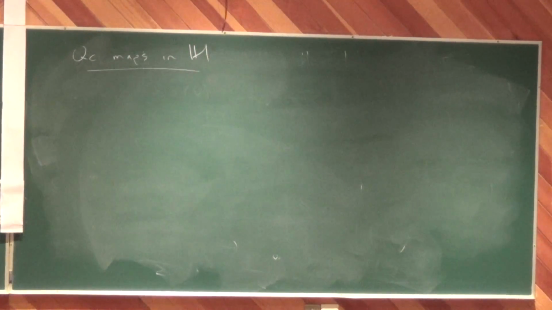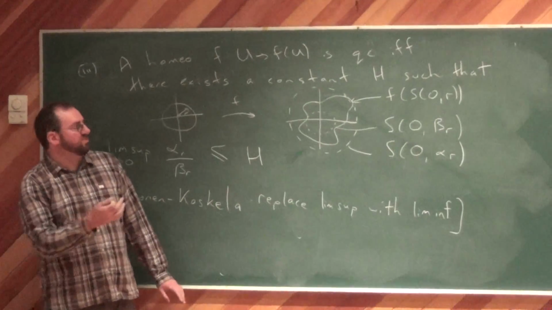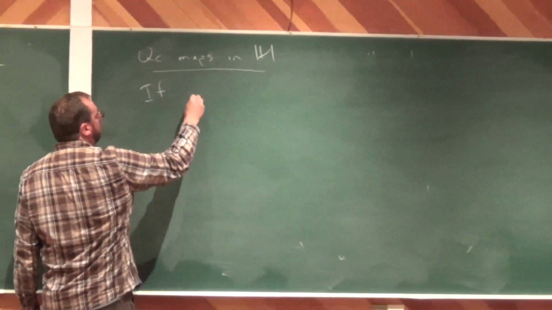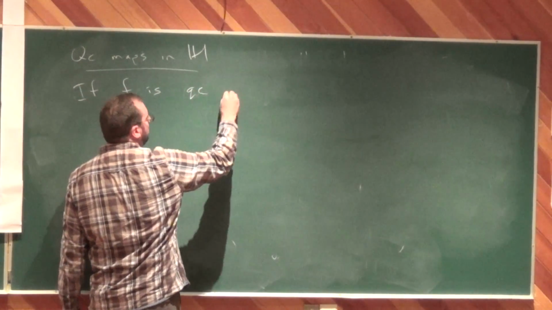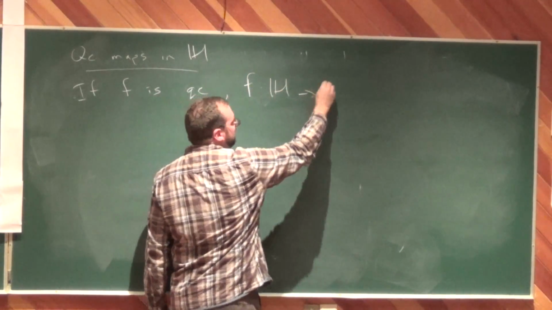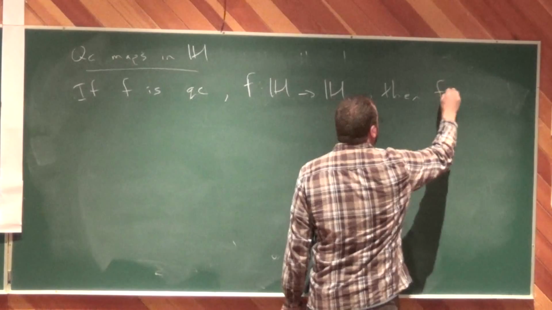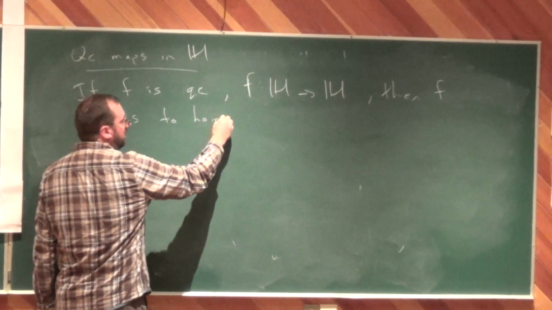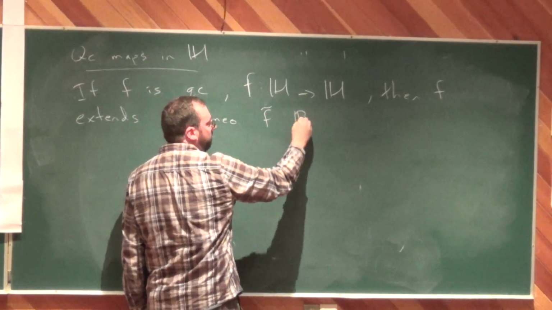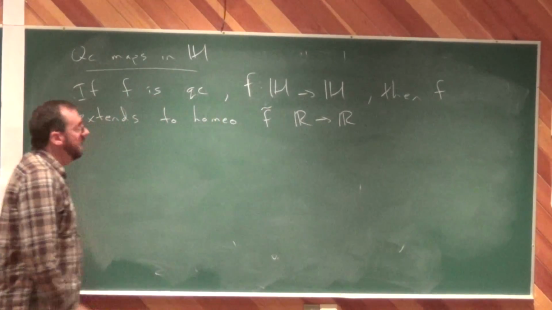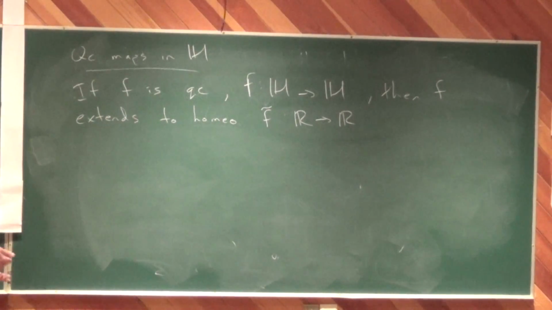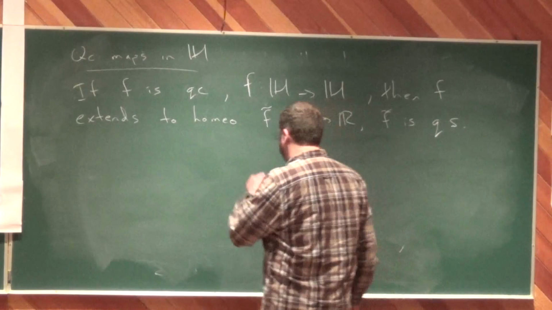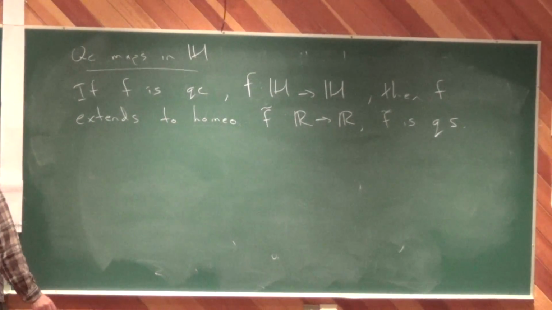Now we're going to want to focus on quasi-conformal mappings in the upper half plane H because all the Riemann surfaces we're going to consider are going to be hyperbolic. Well, if f is quasi-conformal and f maps the upper half plane into itself, then f extends to a homeomorphism, let's call it f tilde, from the real line to itself. And it turns out that this homeomorphism of the real line is well behaved. In fact, f tilde is quasi-symmetric. And the converse is true too.